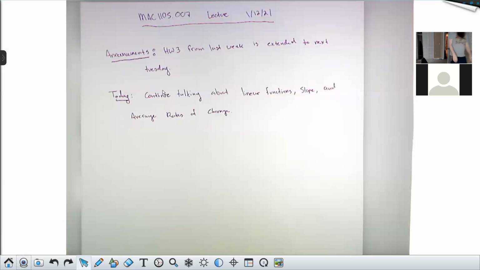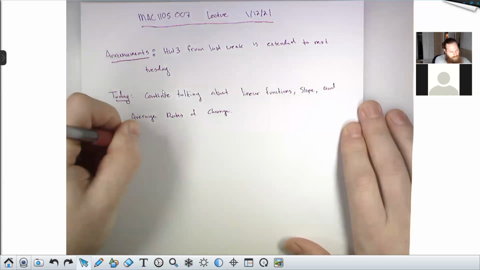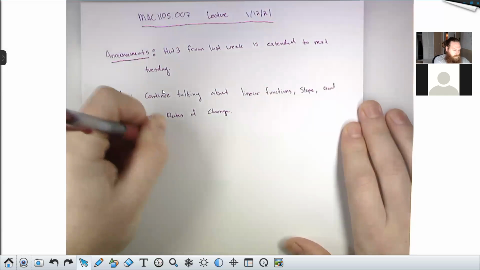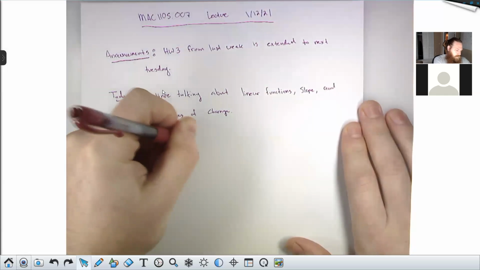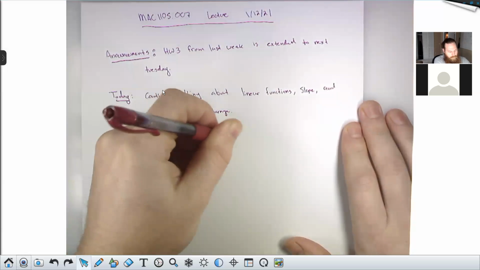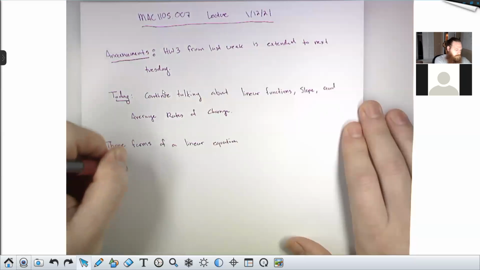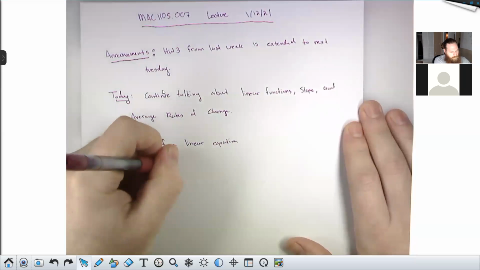Okay. So last Thursday, we were able to talk about the 3 different forms of a linear equation. We have the slope-intercept form, which is the one that probably most people are most familiar with.